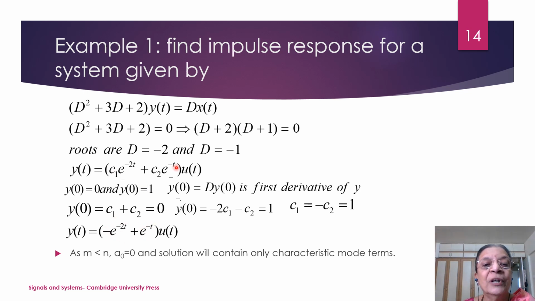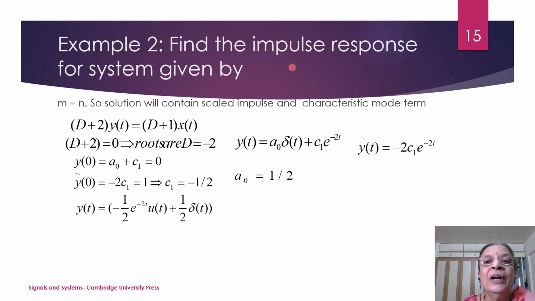These are because of the characteristic equation. So these are called characteristic mode terms. Now consider one more example. Find the impulse response for the system given by the following. Now in this case we have m is equal to n. The solution will contain the impulse response also and the characteristic mode term. So it will contain both the terms now.